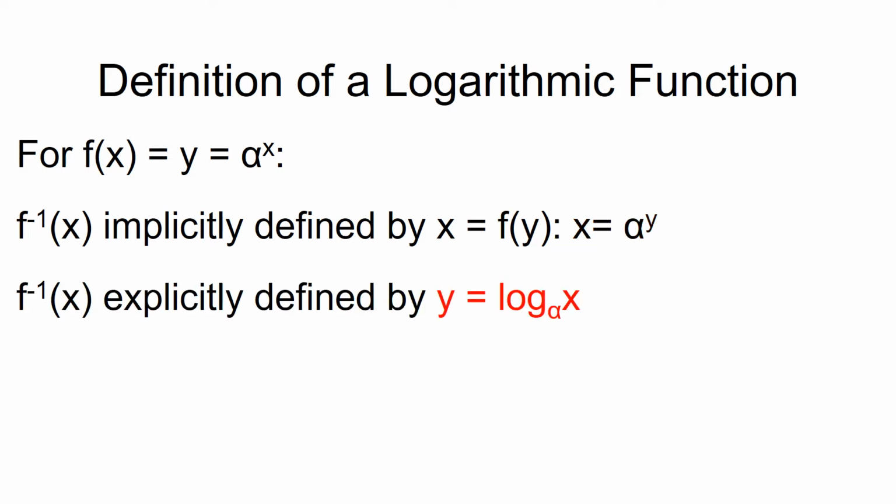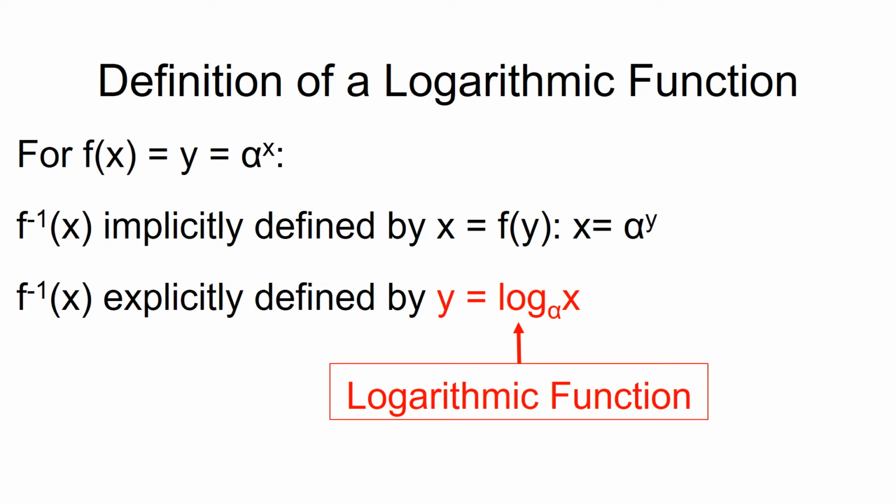The way that we get the explicit definition is by taking that equation and manipulating it so that we have y alone on one side of the equation. And when we write it that way, explicitly, it's defined as y is equal to log base a of x. This is what we call the logarithmic function, and that's the usual way that we write it.